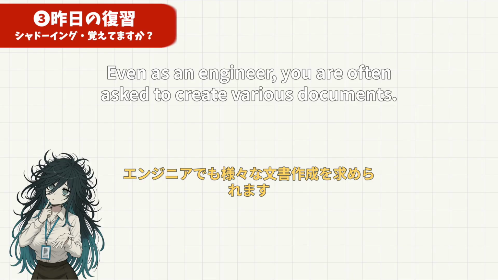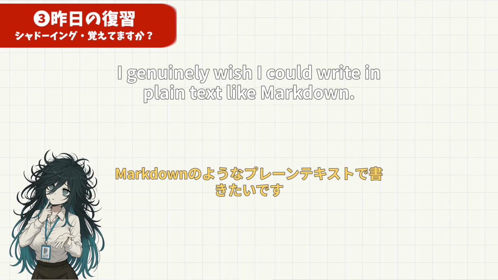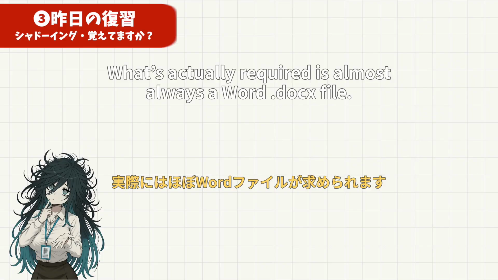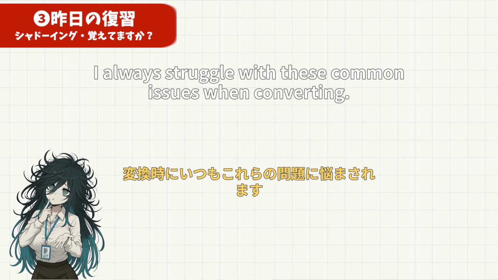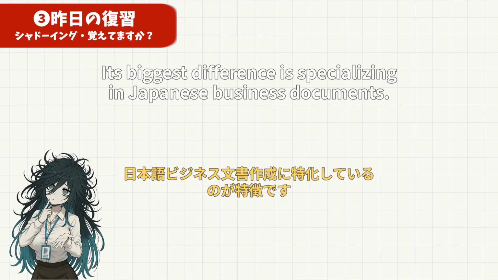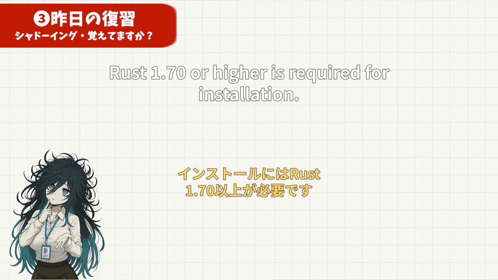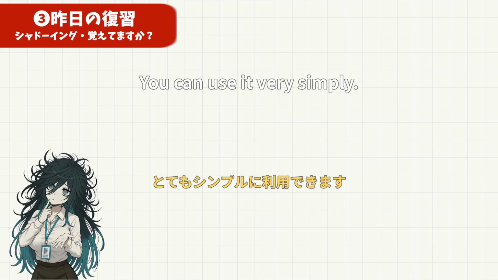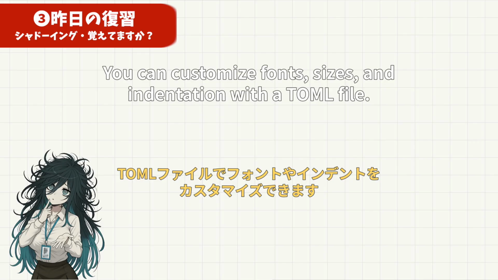Even as an engineer, you are often asked to create various documents. I genuinely wish I could write in plain text like Markdown. What's actually required is almost always a Word docs file. I always struggle with these common issues when converting. Its biggest difference is specializing in Japanese business documents. Rust 1.70 or higher is required for installation. You can use it very simply. You can customize fonts, sizes, and indentation with a TOML file.